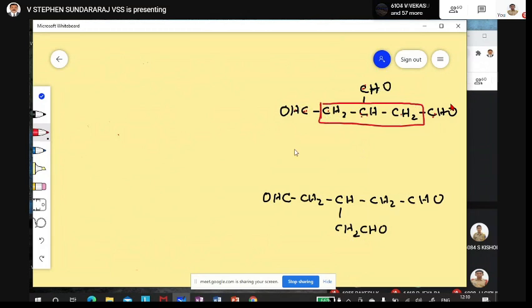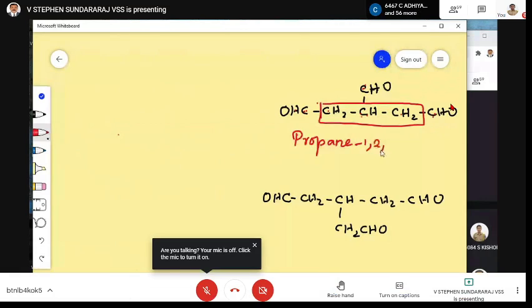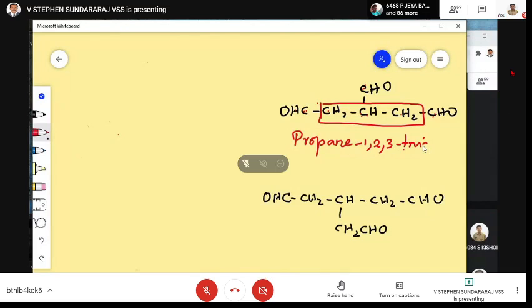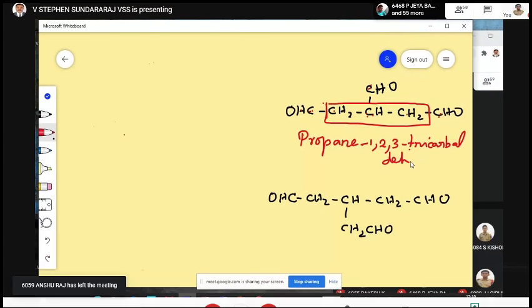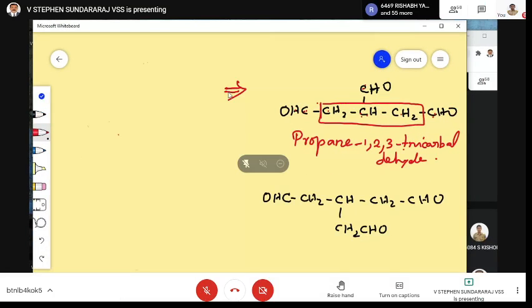But the IUPAC rule says if it is not possible, you better go for a straight chain where it is directly attached. Okay, so here this is propane only. So root word is propane. Propane, E also I am writing because it is 1 comma 2 comma 3 tricarbonyl. T is not a vowel, so T and E I am writing, retaining. Tricarbaldehyde. Okay, here you write down that IUPAC rule.